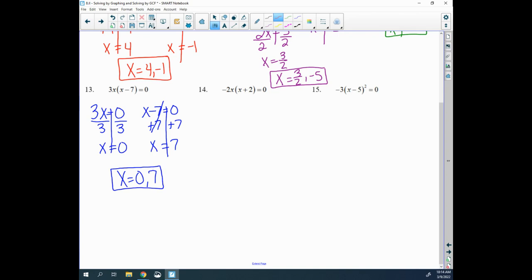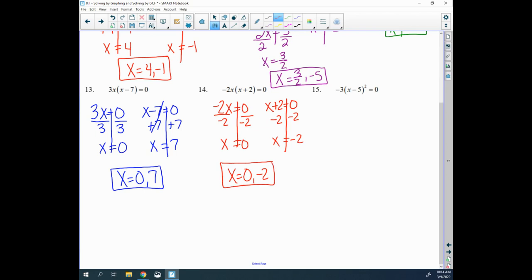Okay, so on 14, we're going to set each factor equal to 0, each little piece that's being multiplied. Over here, we're going to divide. We get 0. Over here, we're going to subtract, and we get -2. So if you got 0 and -2, you were correct.